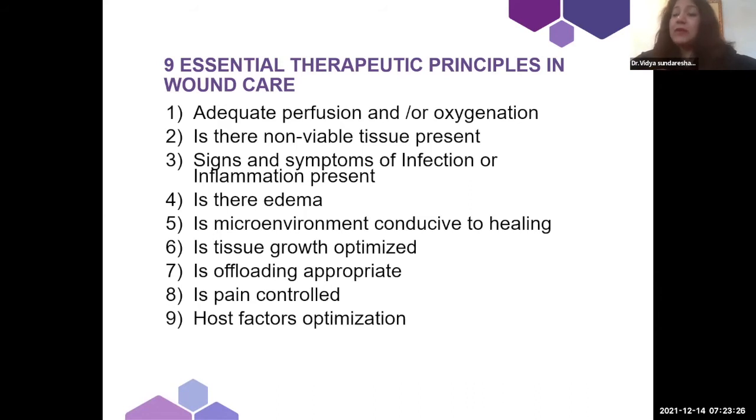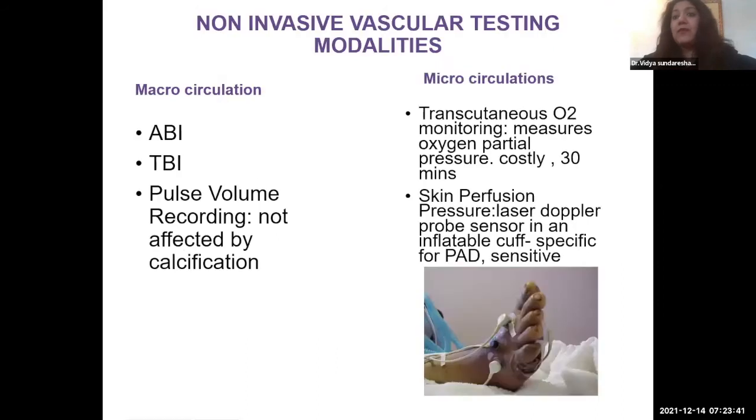So you want to make sure there's adequate offloading for these patients. And then, is pain well controlled? Pain, like I said, is a cardinal sign also of infection, but also you want to make sure that the pain is well controlled, as well as host factors optimization. So those are the steps that you want to take care of and address. We already talked about circulation.